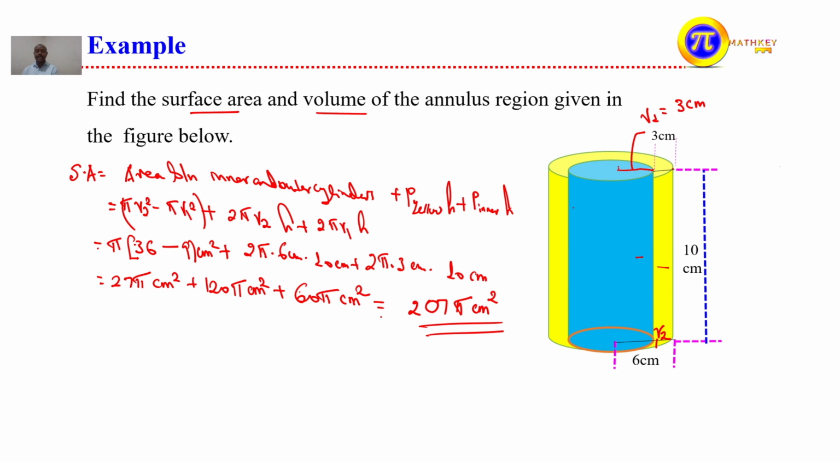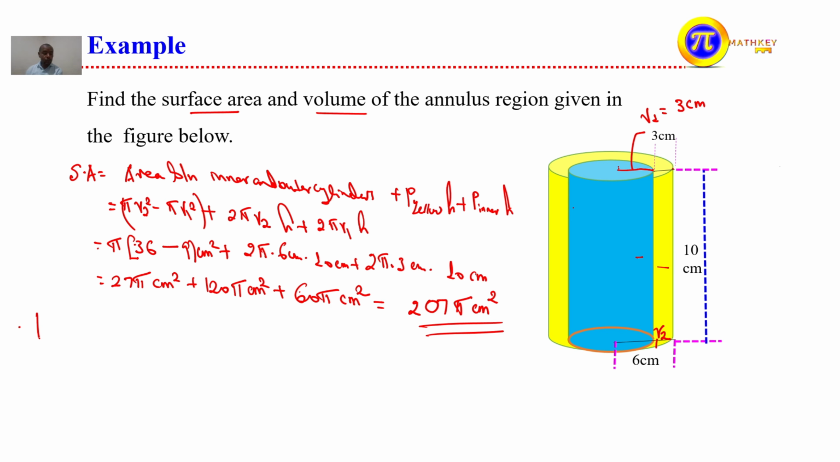What about its area? Not the area, the volume of this one. I think we complete the surface area for this figure. We consider the lateral surface area of the yellow one, the inner one, and the annulus area, that means between the yellow and light blue cylinders.